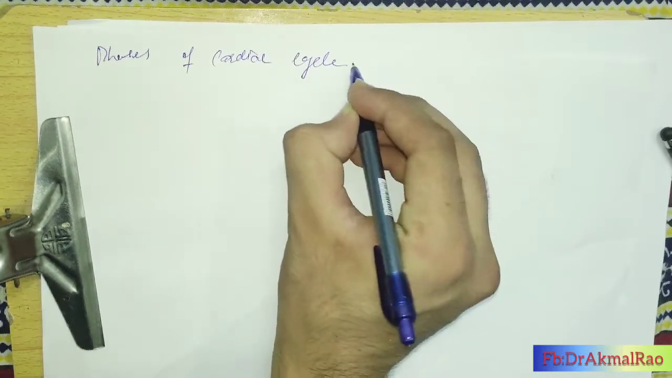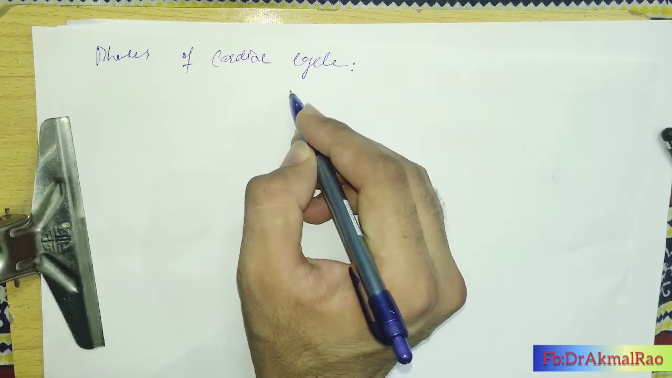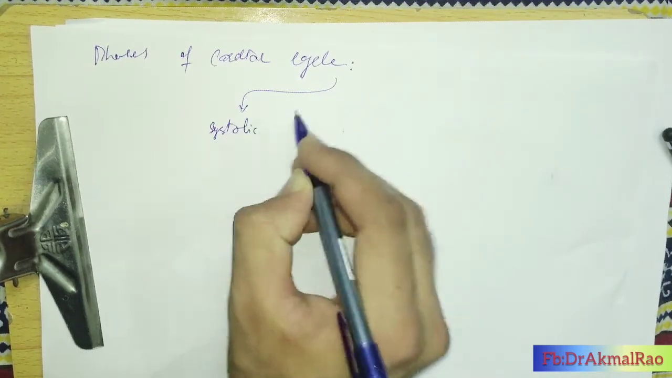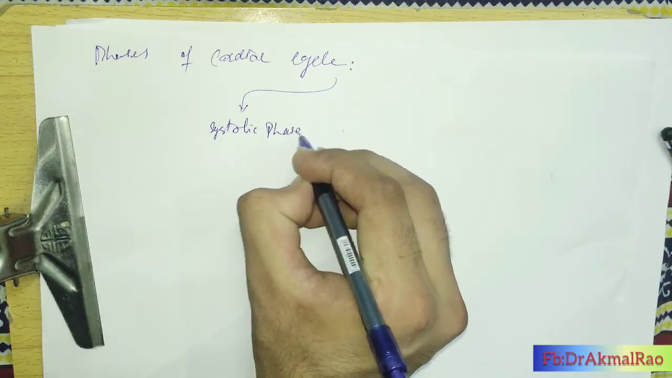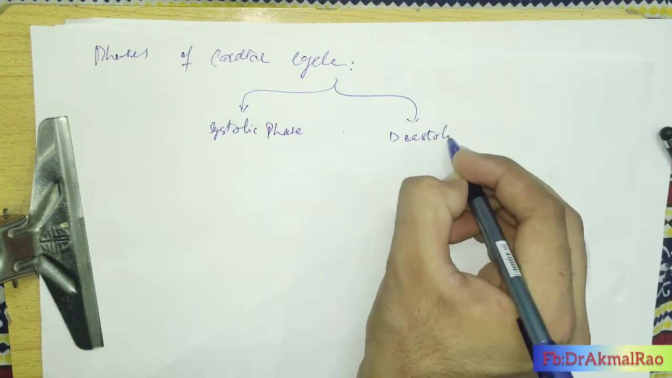We will start the phases of the cardiac cycle. Our cardiac cycle consists of two phases. The first one is the systolic phase, and the second one is the diastolic phase.